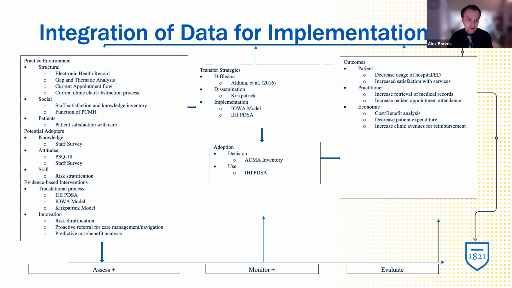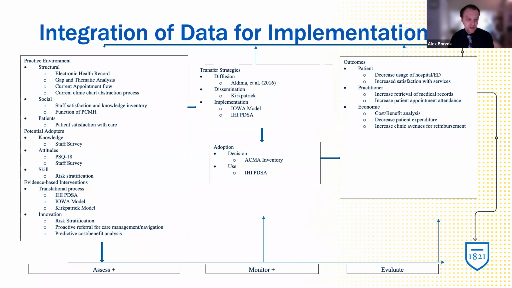Skill comes in to the program where you need to be able to risk stratify patients accurately and consistently in order to get the patients that really need these services to the services, and you don't get a lot of patients that don't need the services and you're not utilizing your resources adequately enough. In order to put these together, in order to organize them and implement them, the translational processes that were chosen to be used for this project include IHI's Plan, Do, Study, Act model, the Iowa model, and the Kirkpatrick model.